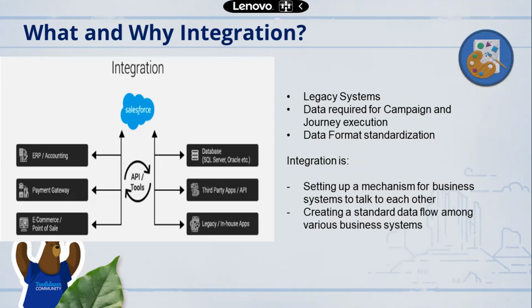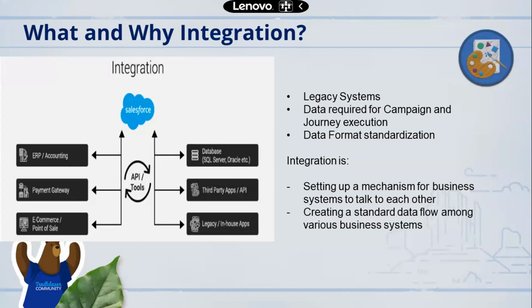Now, this needs to be integrated so that data flows into Marketing Cloud, and then using that data, you run your campaigns, your Marketing Cloud journeys, your standalone campaigns, automations, and messaging. All of those things are executed once that data is in Marketing Cloud. So we need to get that data from various sources into Marketing Cloud.